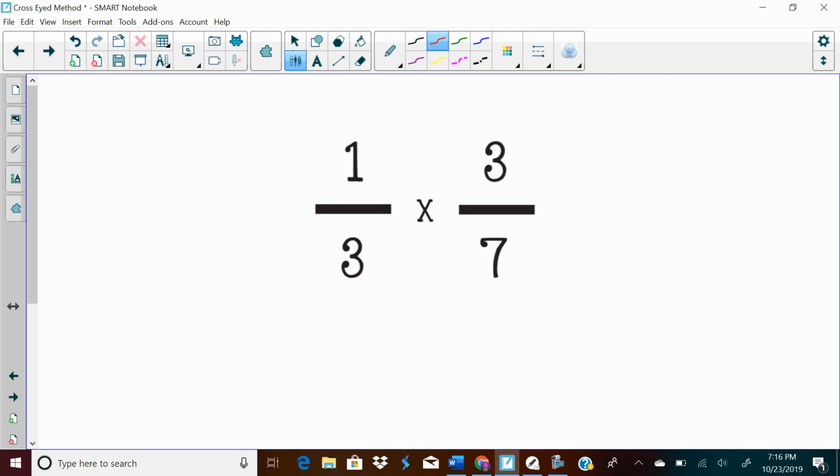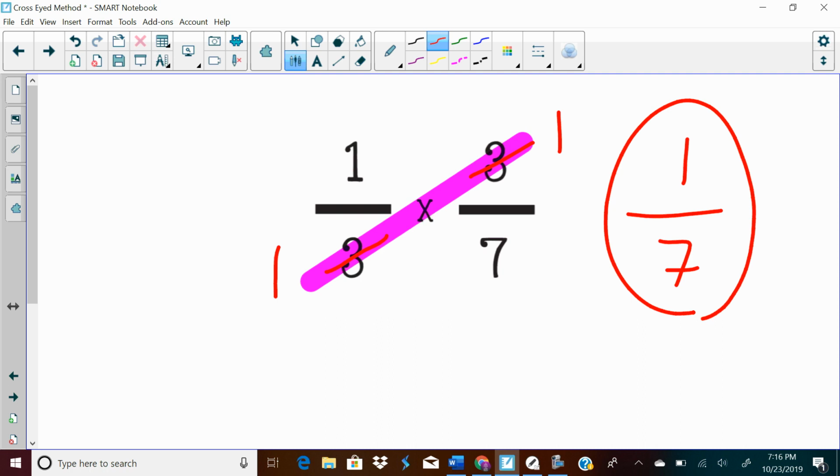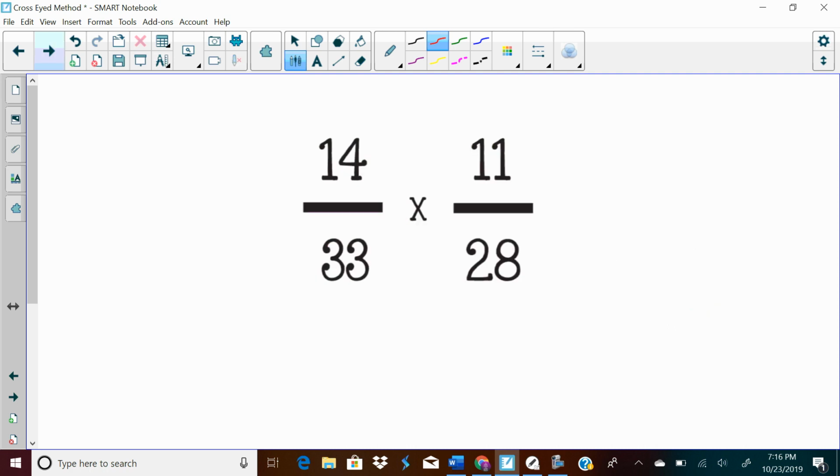Okay, so I noticed that 1 and 7 do not have a common factor, but 3 and 3 are the same number. So I end up crossing those out. They both become 1s. 1 times 1 is 1. 1 times 7 is 7. So I get 1/7. Okay, same with this one. So try this one on your own, and then we'll go over it.